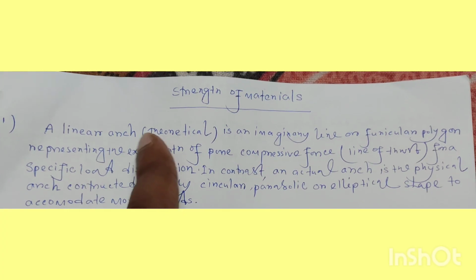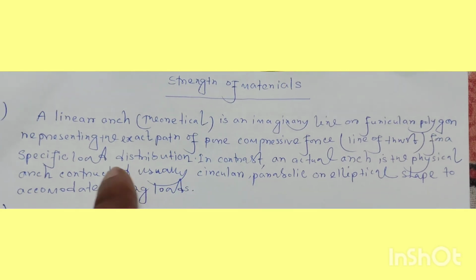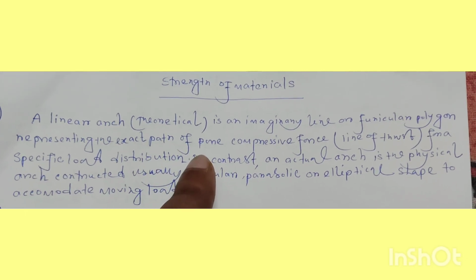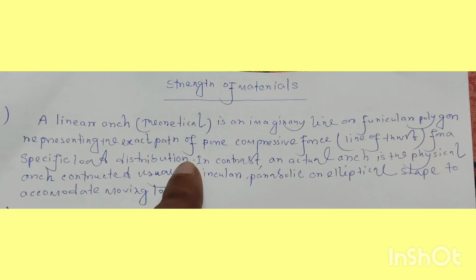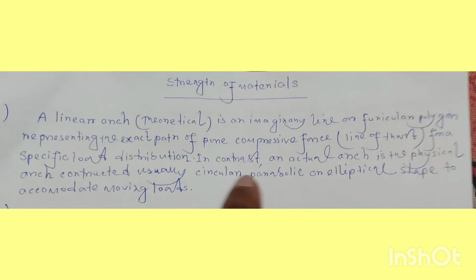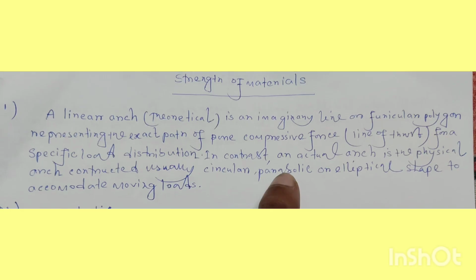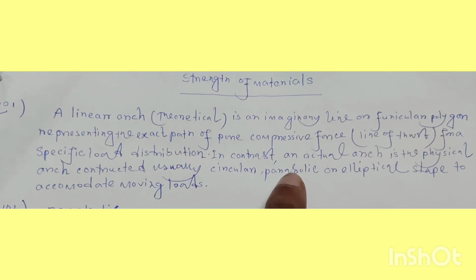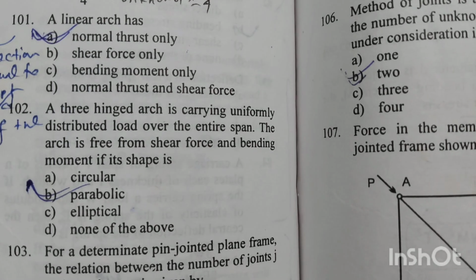A linear arch or theoretical arch is an imaginary line or funicular polygon representing the exact path of pure compressive force, or line of thrust, for a specific load distribution. In contrast, an actual arch is the physical arch constructed, usually circular, parabolic or elliptical in shape, to accommodate moving loads. Normal thrust only. Option A is the right answer.